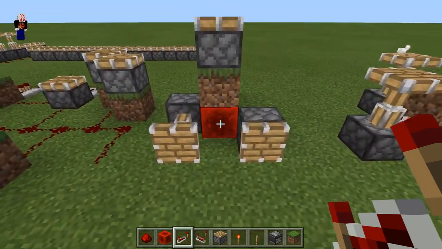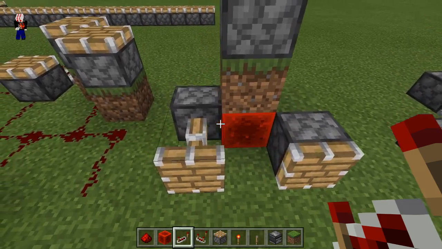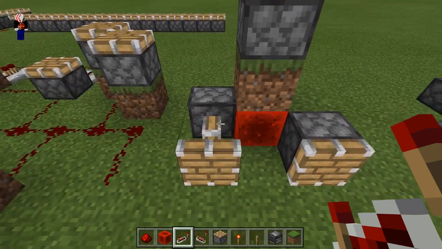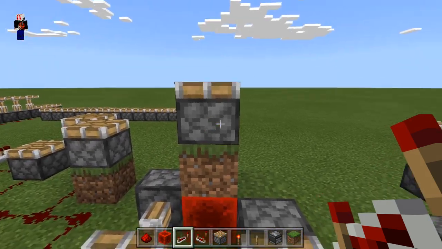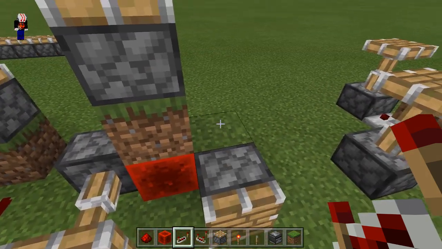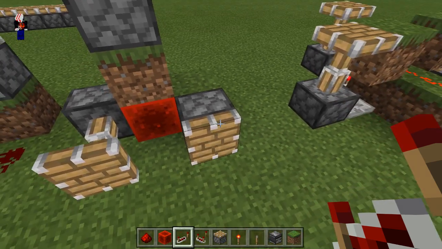So if we have a look at this thing here, this redstone block powers this, because that's touching the block. It does not power this block in any way, so this piston doesn't get powered, and it doesn't power this thing, so this won't get powered.